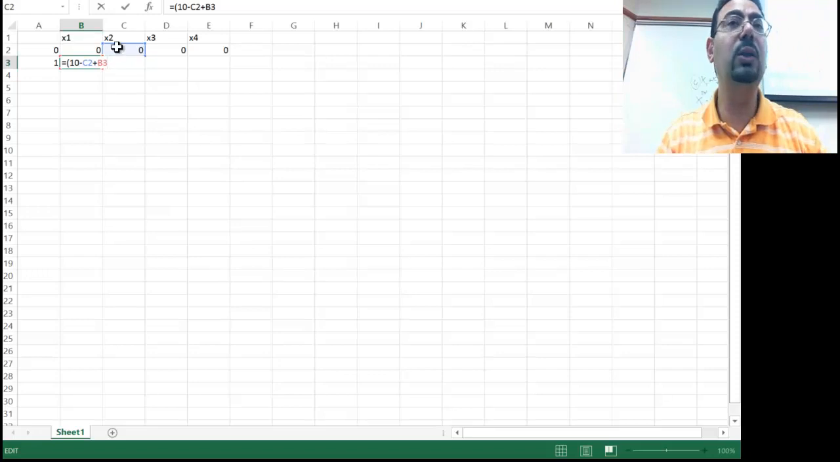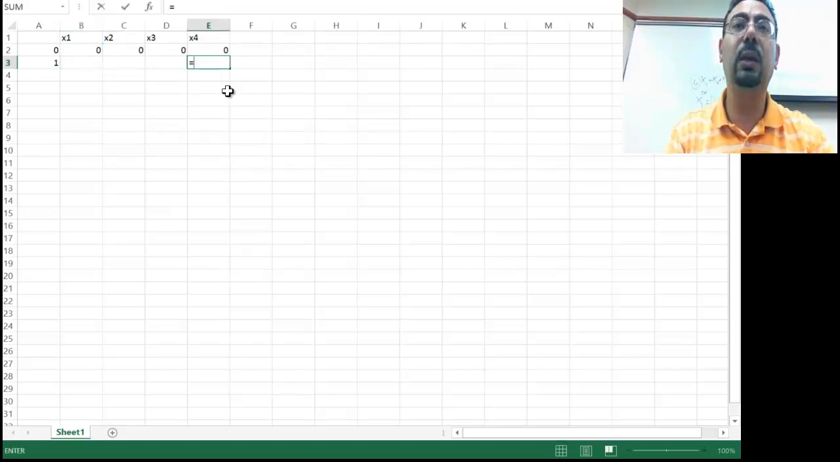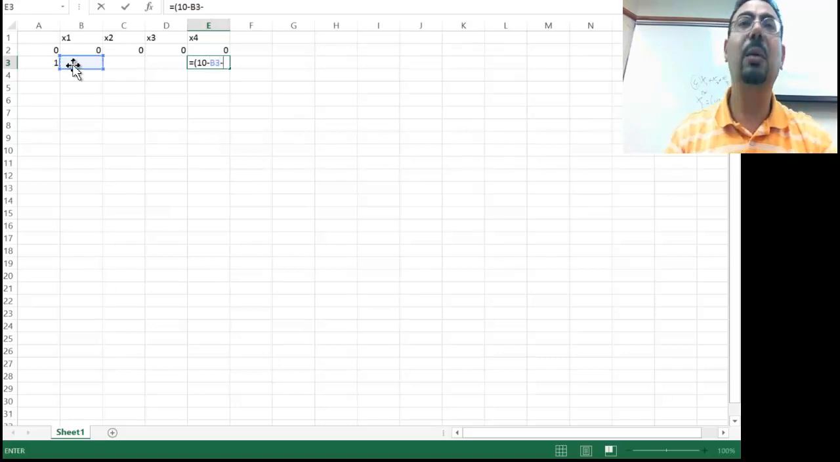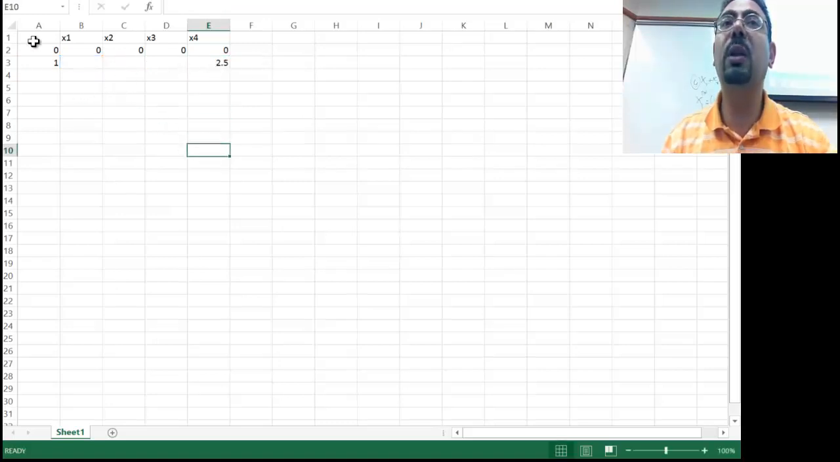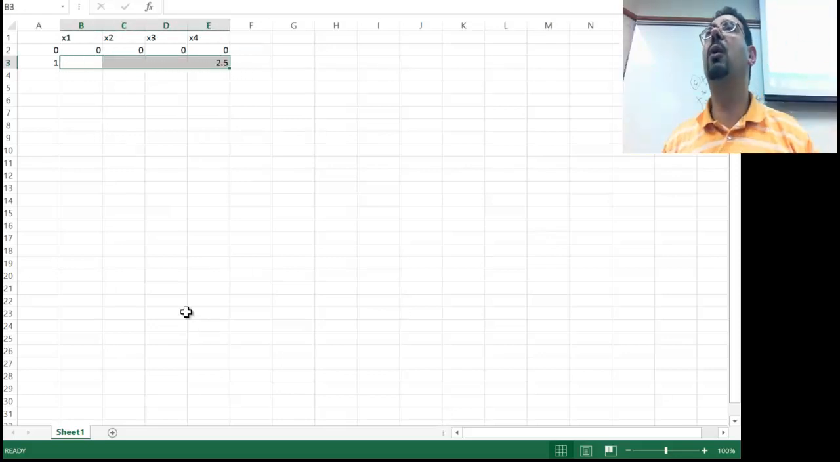If it's the new one, for example, x4 would be 10 minus, and everything would be minus the new x1, minus the new x2. See, I'm pulling them from my same row, divided by the 4 or whatever the number is there. Once you make those formulas, you just take this and copy it. Copy it for how long?